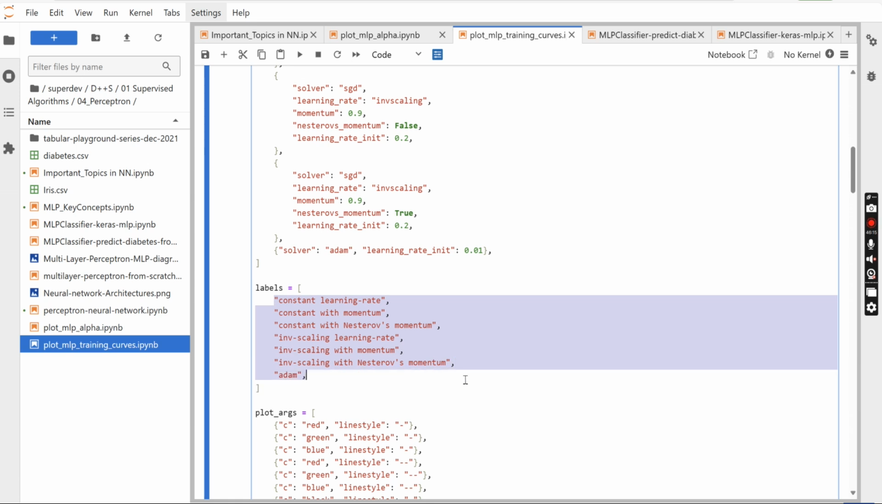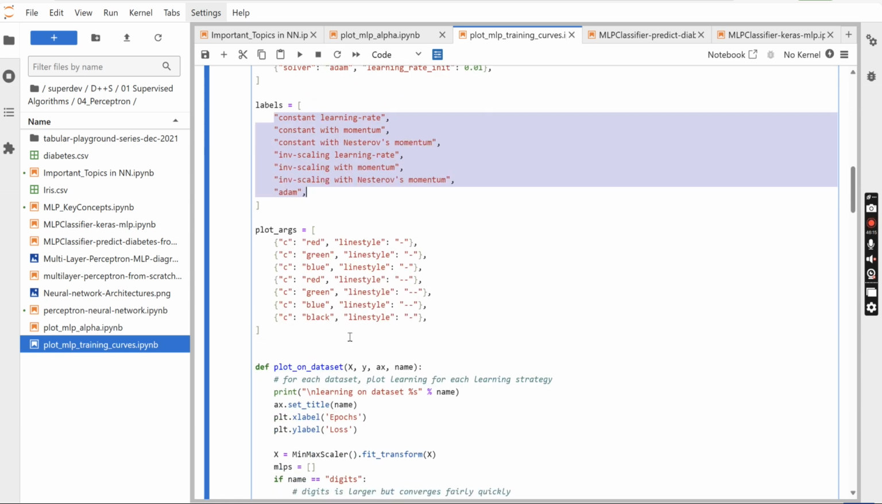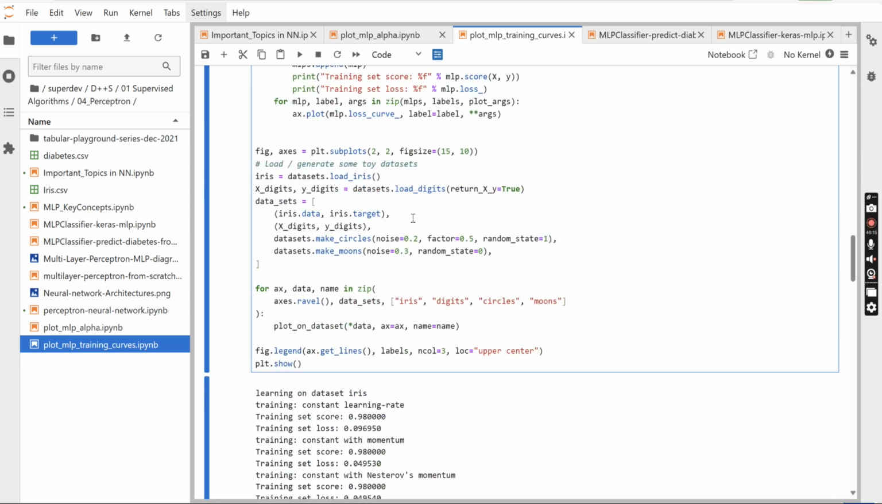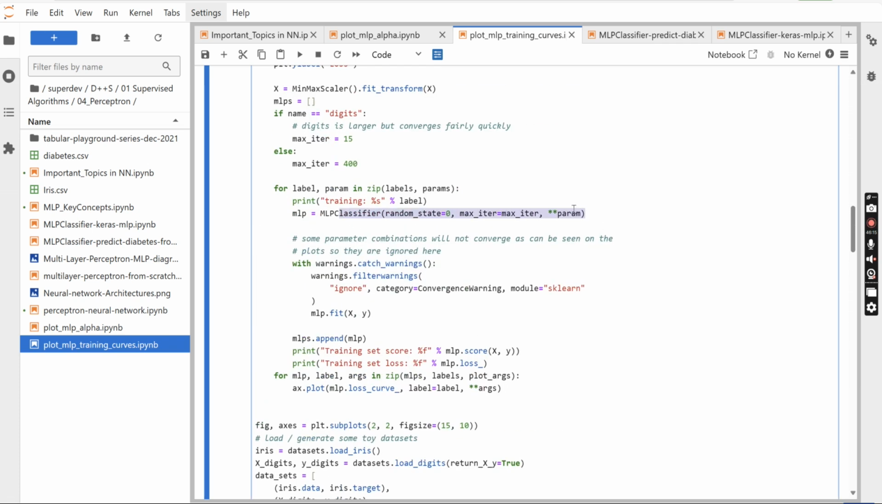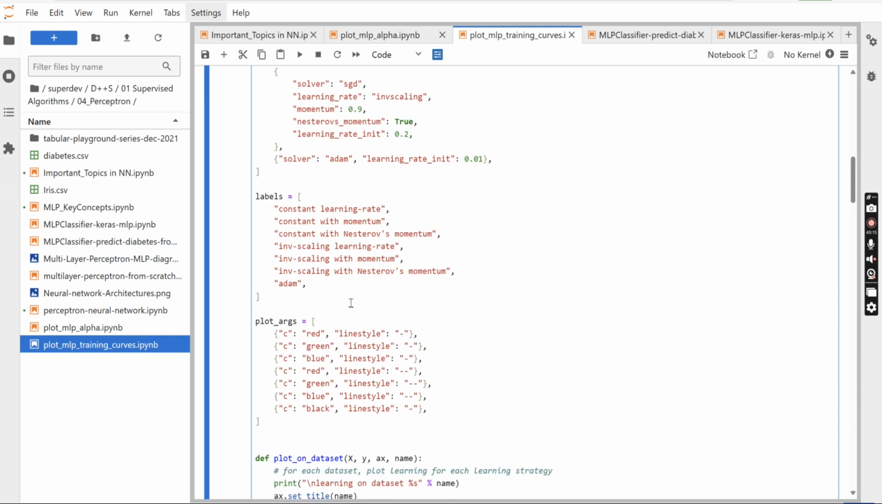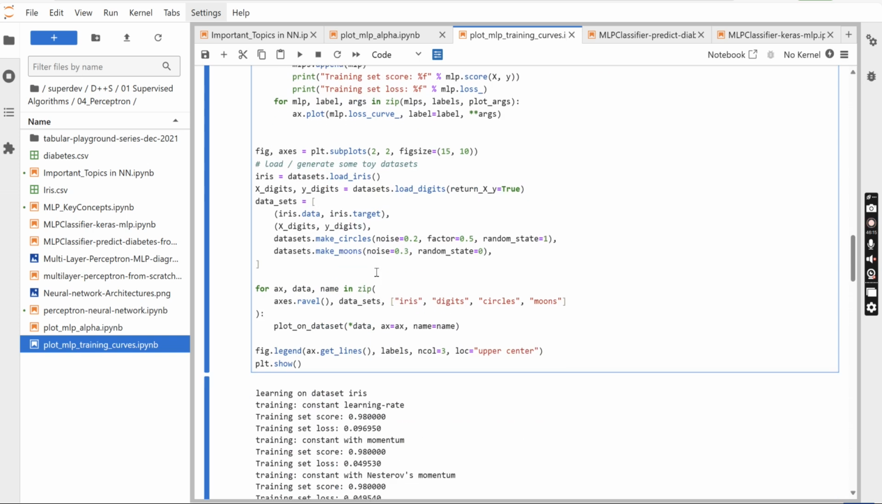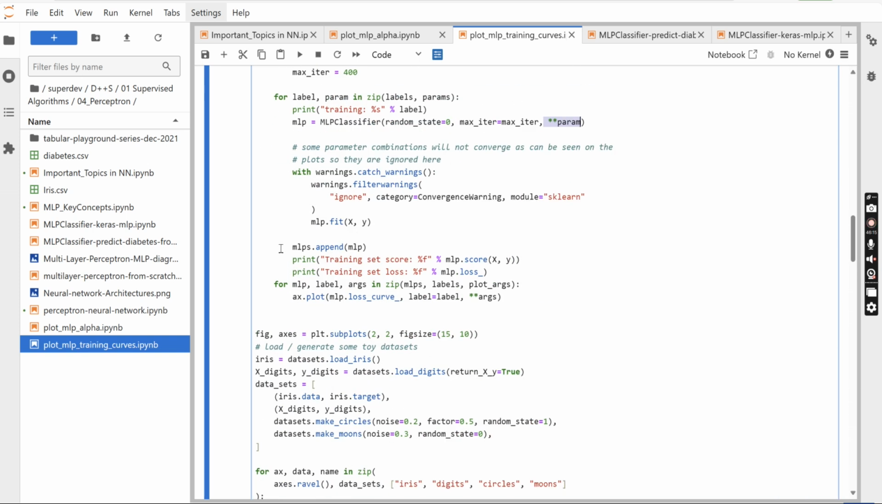And finally Adam I am passing. For Adam I am passing it as a black line. So when I run this with various parameters, which I have defined above, all these parameters I have passed here, and all I'm doing is fitting that model, appending the results, and plotting.